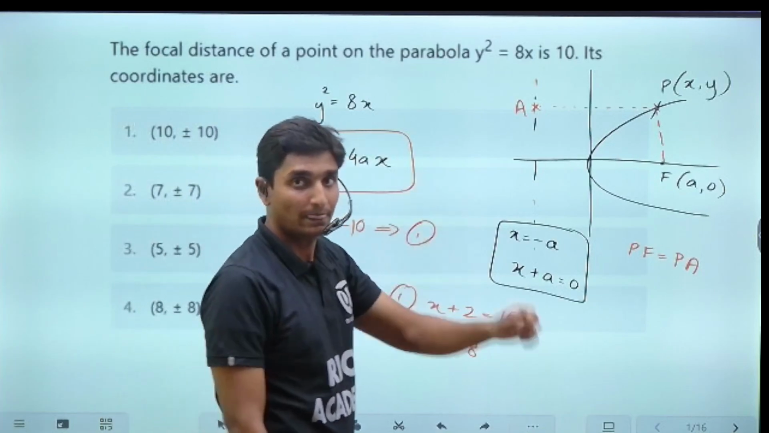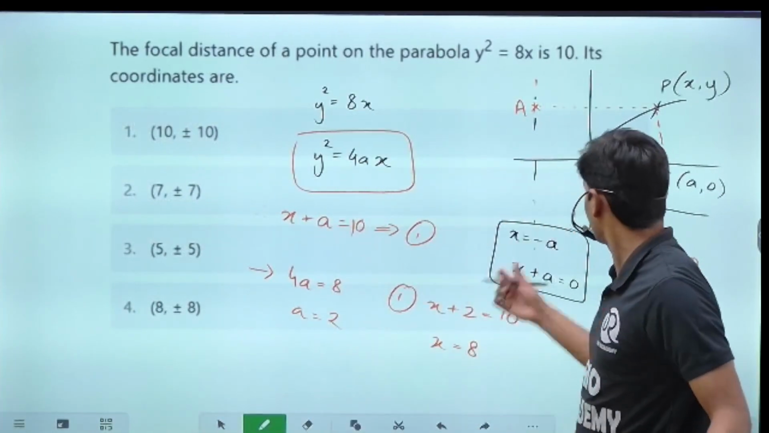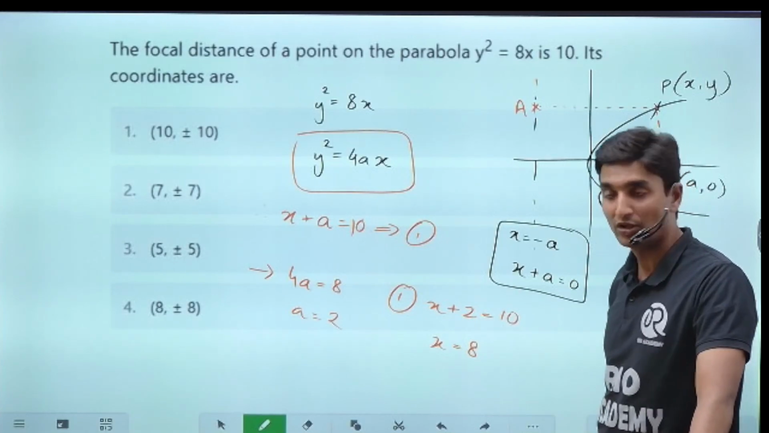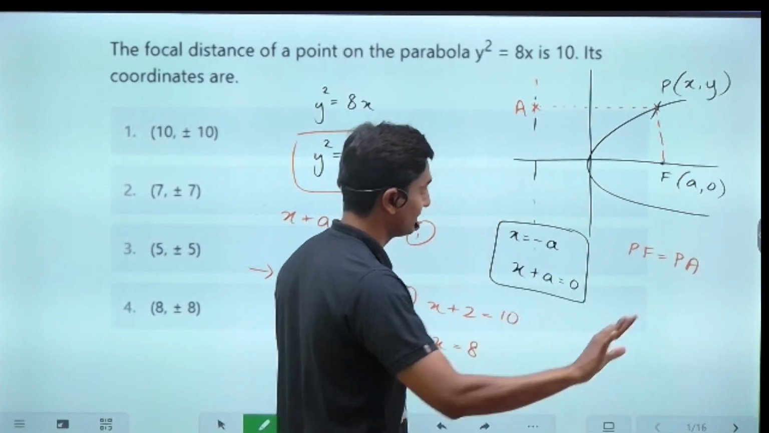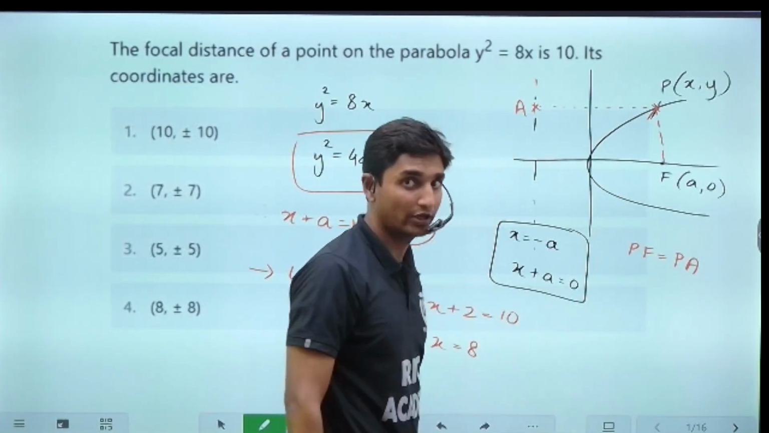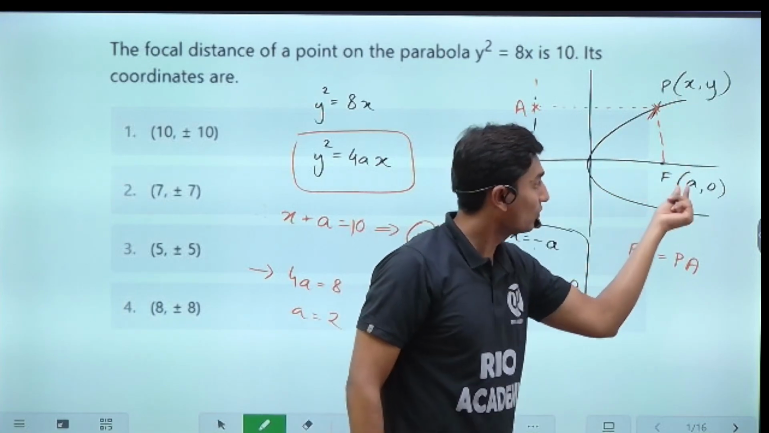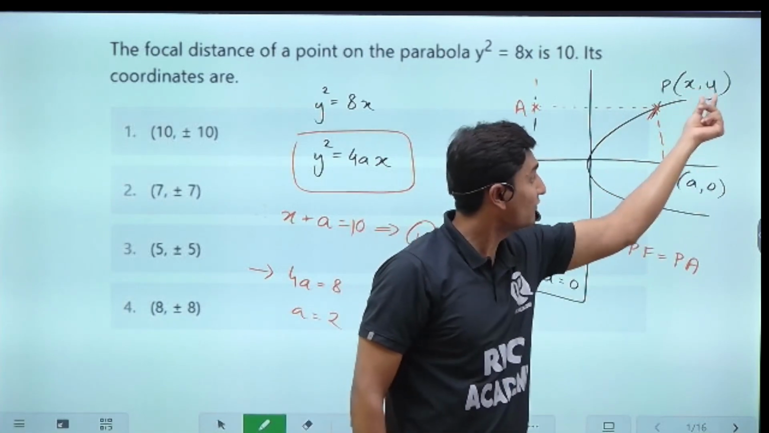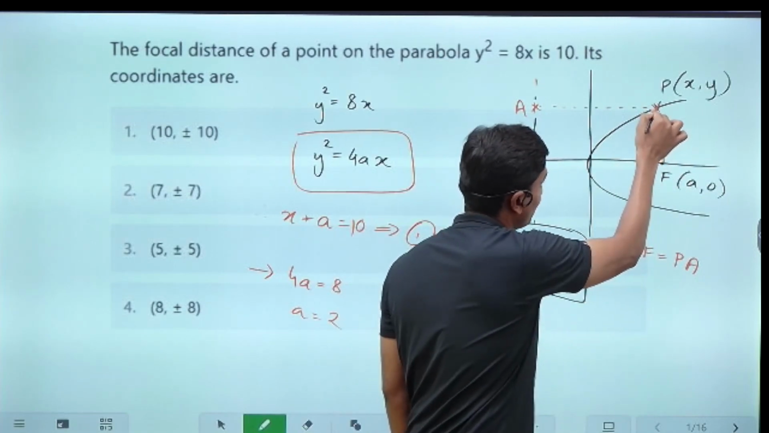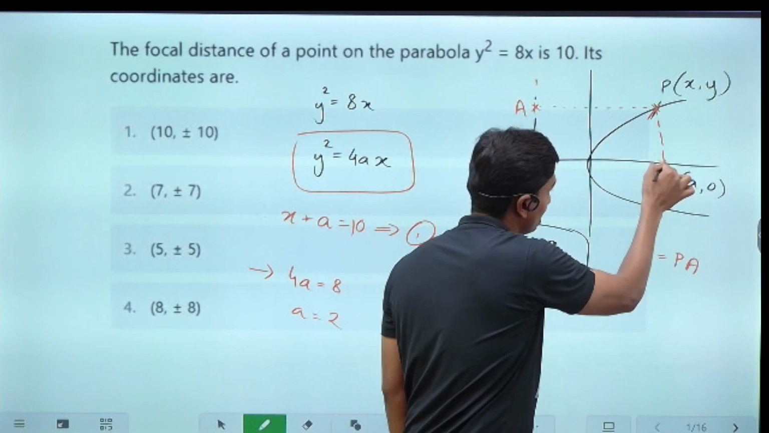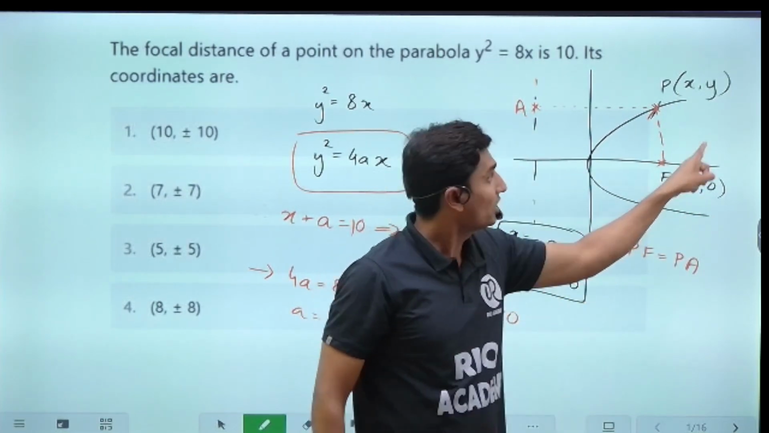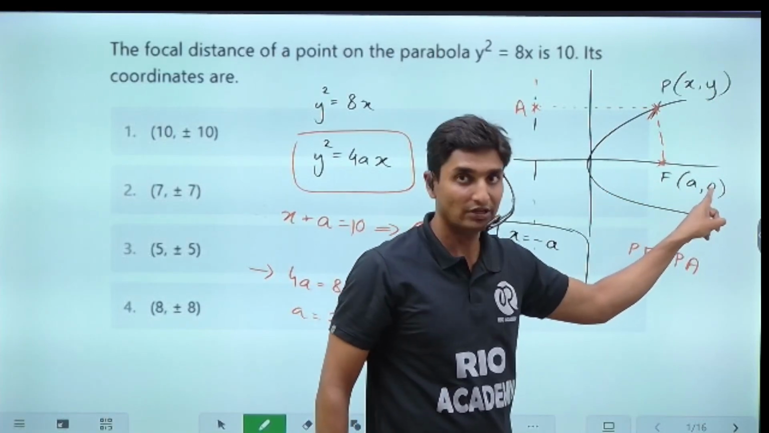Now here focus has been clearly specified, which is nothing but a comma 0. Now here the question comes, guys. Suppose I take this particular point P. If this point lies here, the value of x will be equal to a, and the value of y will be equal to 0.